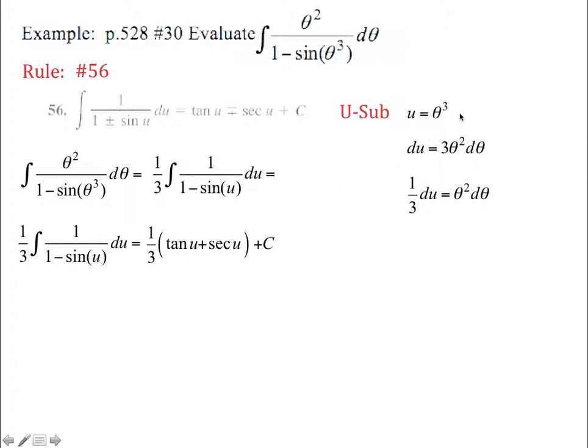Now we're going to do our u sub and put our theta cubed back in here. So we're going to have tan theta cubed plus secant theta cubed plus c. So that's an integration table with one of our techniques. That's kind of how we mix and match that sort of thing.